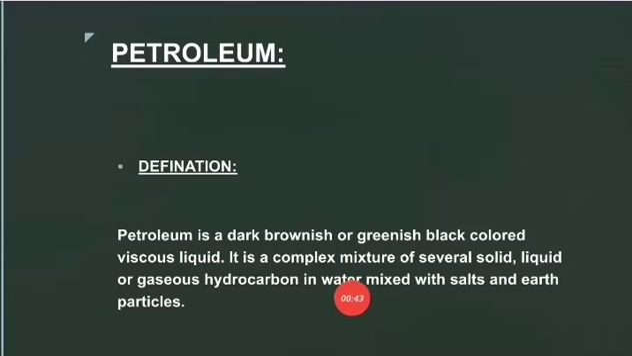It means that this complex mixture contains some solid hydrocarbon, liquid hydrocarbon and gaseous hydrocarbon as well, and it contains water in it also. Some salts are also present and some earthly particles are also present in it. Earthly particles mean dust or mud. This type of particles are also present inside the petroleum.